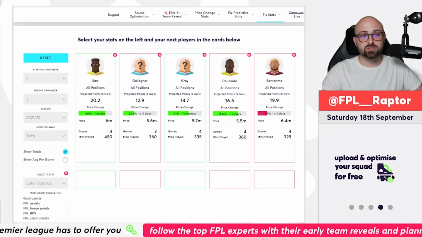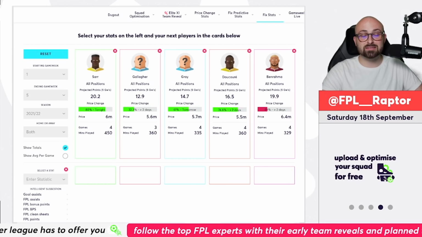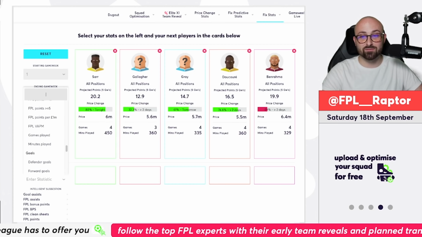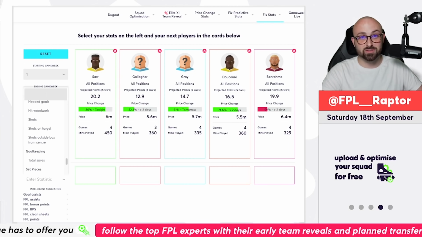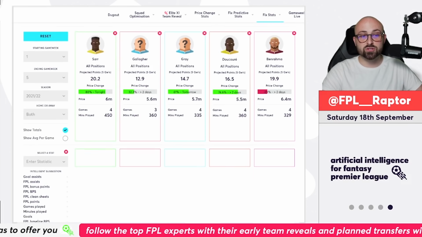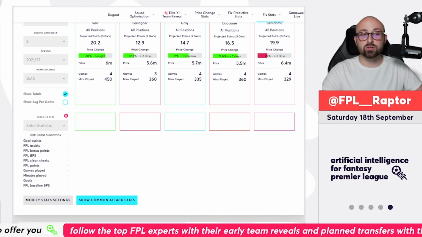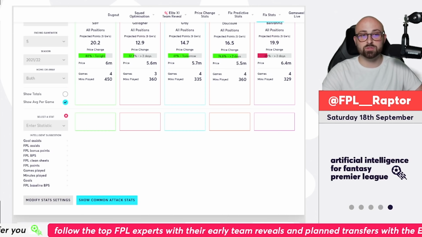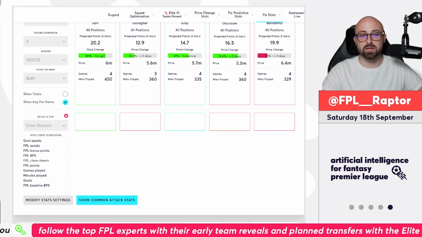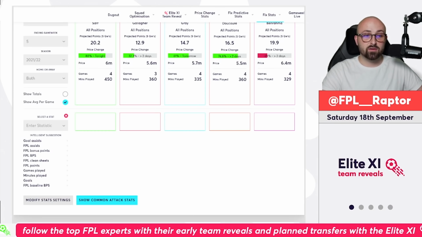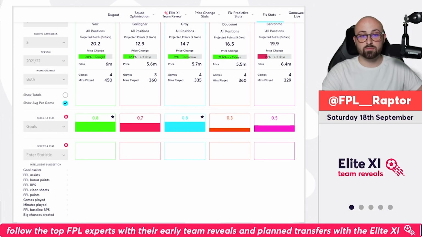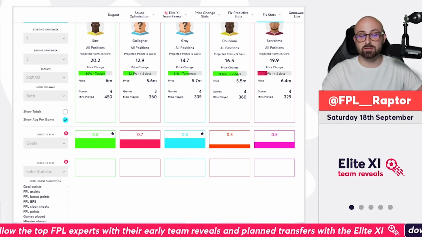But then if you just scroll down a little bit, you can select stats. So there are so many different stats to compare. I mean, like hundreds of different Opta stats. Or again, you can just go for intelligent suggestion. And then you can do show totals or show average per game. So we'll do show average per game just to negate for minutes differences. And you can see, for an example, you might just want to do goals. So you can see the best 2 performers are Gray and Sarr based on goals.